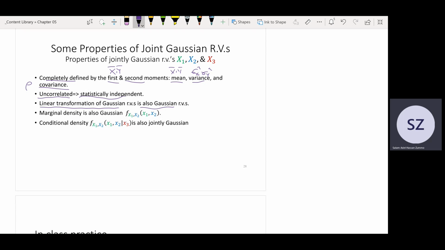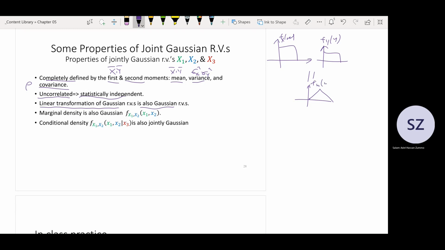Now تذكروا if I have two uniform random variables, PDF of y, PDF of x. Nice, right? Uniform. When I add them, يكون independent. ايش يطلع PDF شكله؟ How to find the PDF of the addition of x and y? يعني convolution. The convolution ايش يصير؟ Triangle. So it will look like this. So it's not any more uniform. So this is f w, where w equals x plus y.